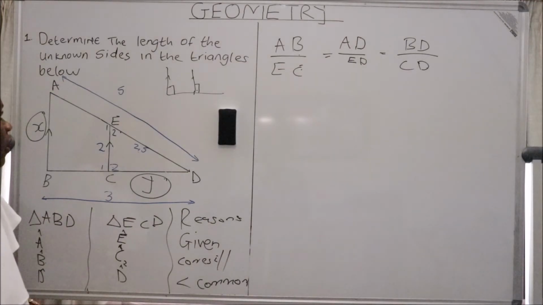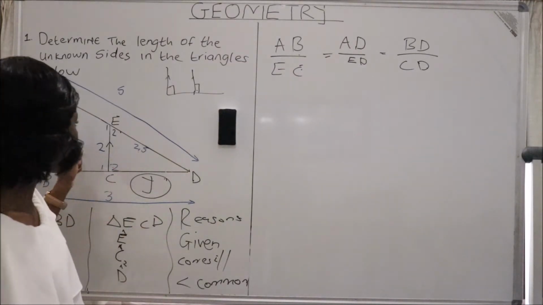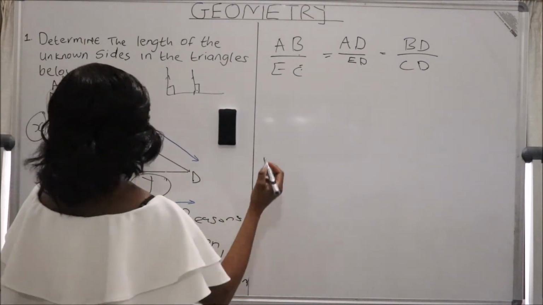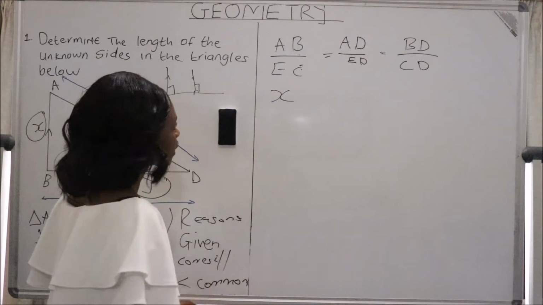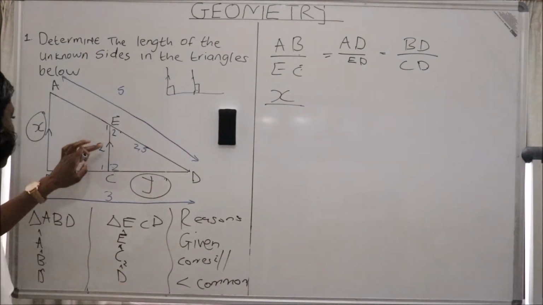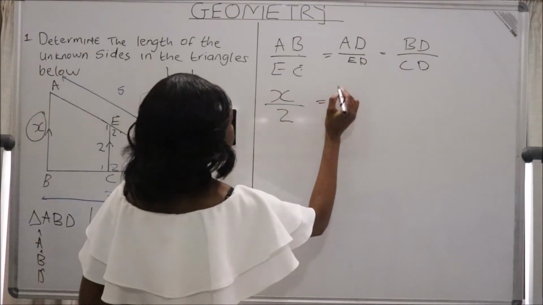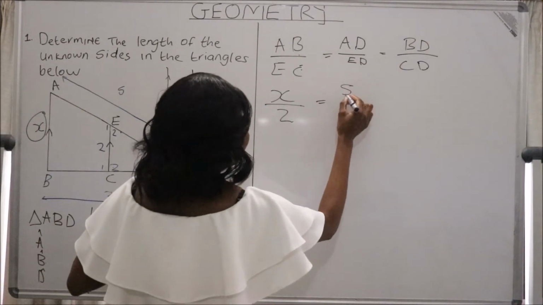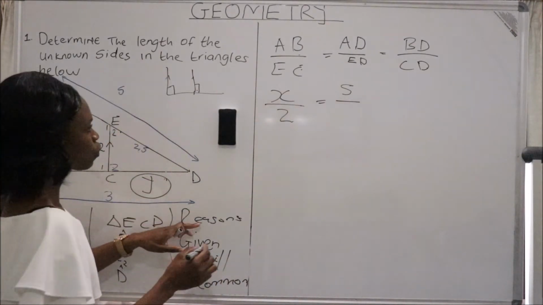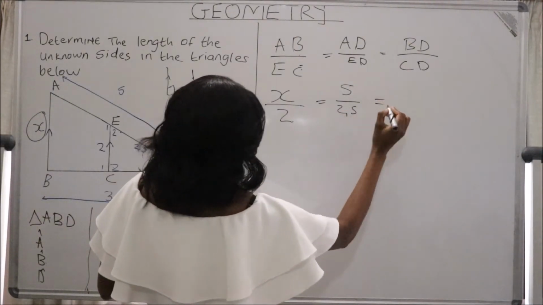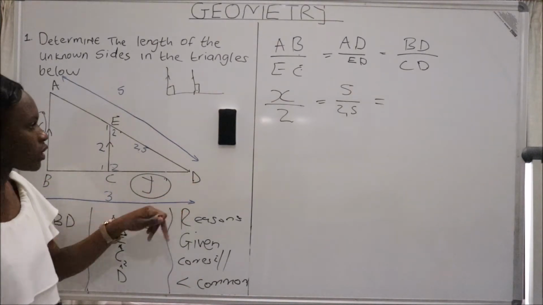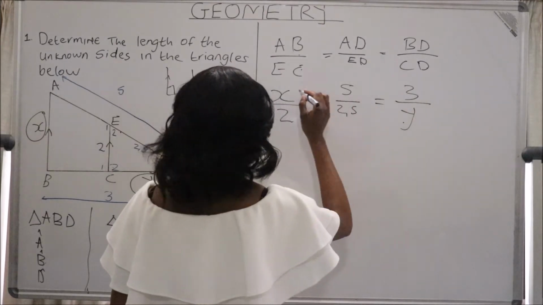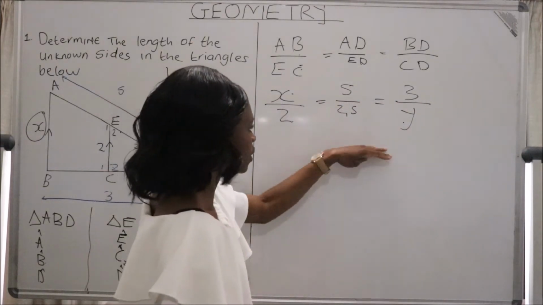Alright, then first we just have to substitute the values of the lengths so that we can find the unknown length. So with AB we have X, which is our unknown length, and then our EC, which is this one here, is equal to 2, and here we have AD, of which AD is equal to 5, and our ED is equal to 2,5. Alright, and equal to BD, which is this one, is equal to 3, and our CD is equal to 1. So we have that. We are left with this equation here.